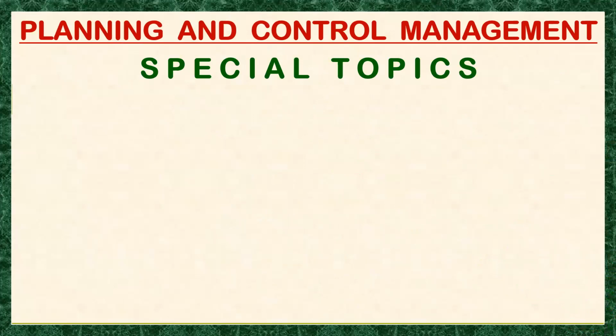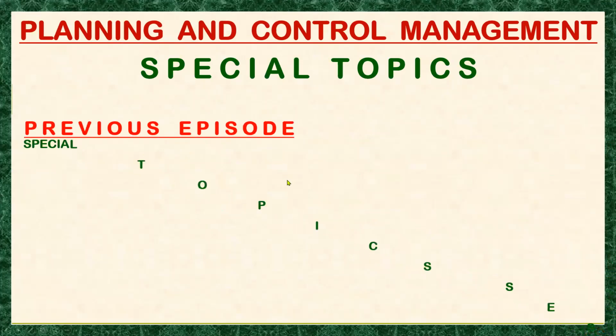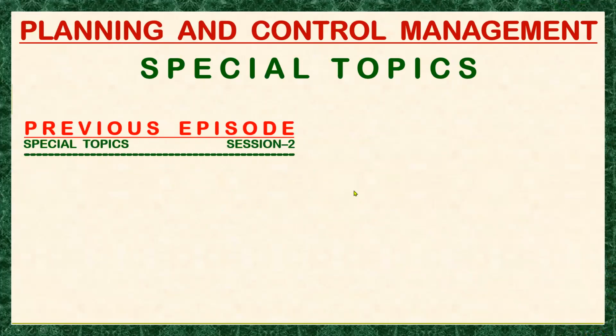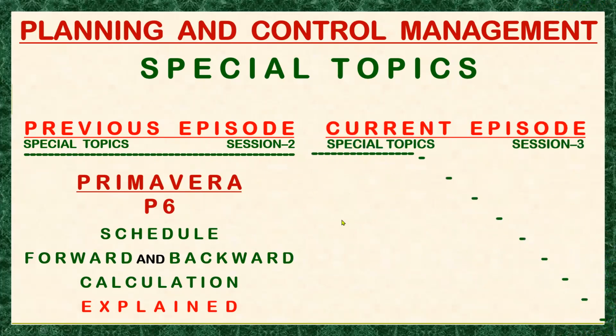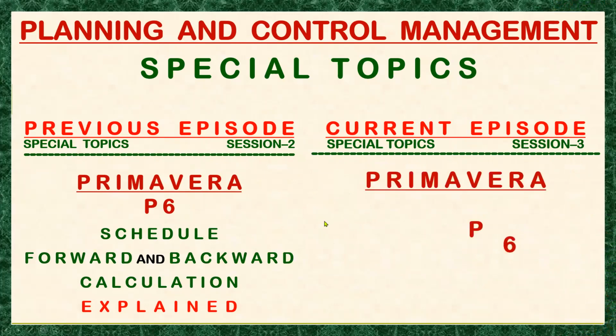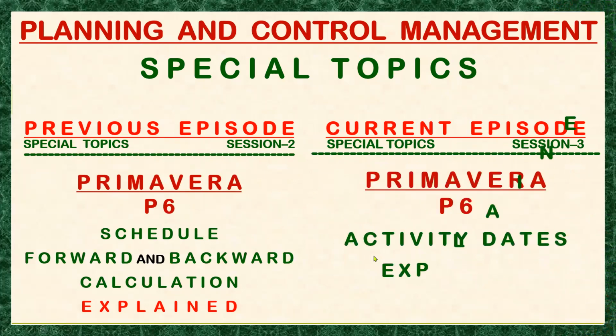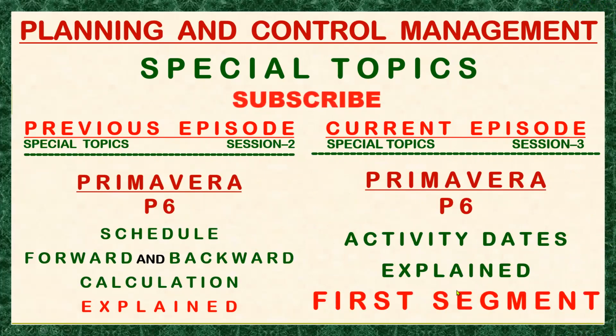Okay, planning control management, special topics. The previous episode was also about special topics, in session 2, which included the Primavera P6 schedule forward and backward calculation explained. And our current episode is special topics also, session 3. This is about Primavera P6 activity dates explained.